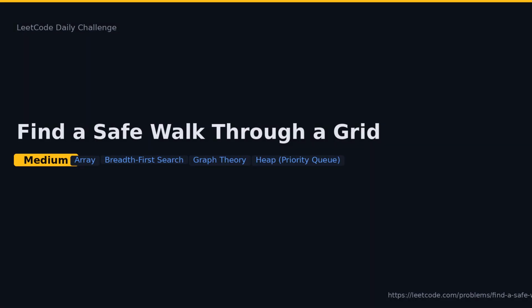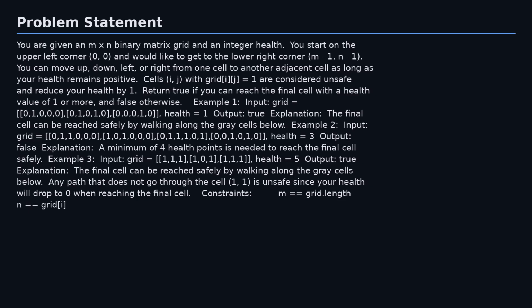Today we're going to solve a medium-level problem on LeetCode. It's called Find a Safe Walk Through a Grid. This problem is all about finding a path through a grid where you can safely walk without running out of health. So, let's dive into it and see how we can solve it.